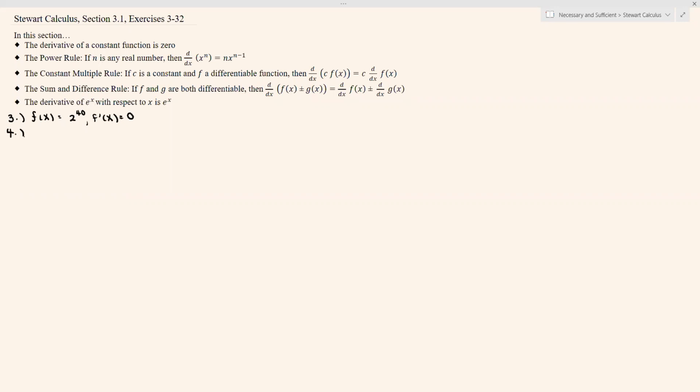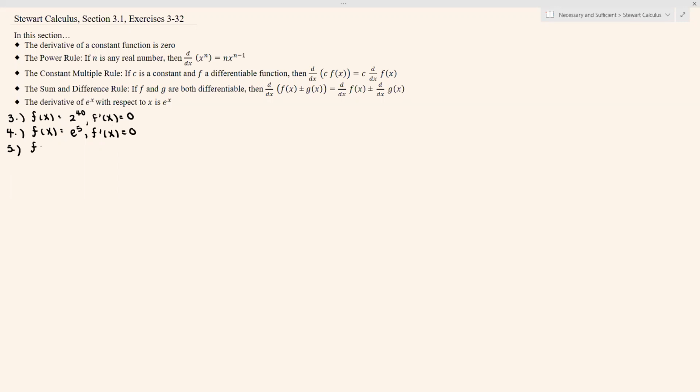Problem 4 is asking us to find the derivative of f of x being equal to e to the power of 5. And again, e is just a number. 5 is just a number. A number to a number is still a number. So we have f prime of x, again, is equal to 0. Let's move on to problem 5.